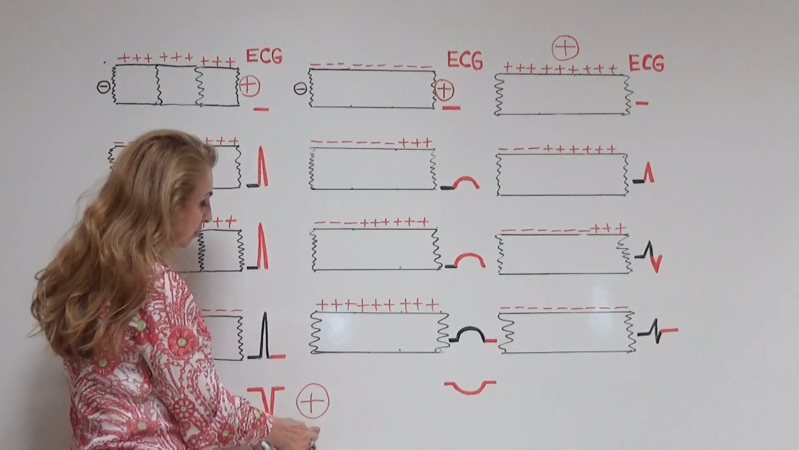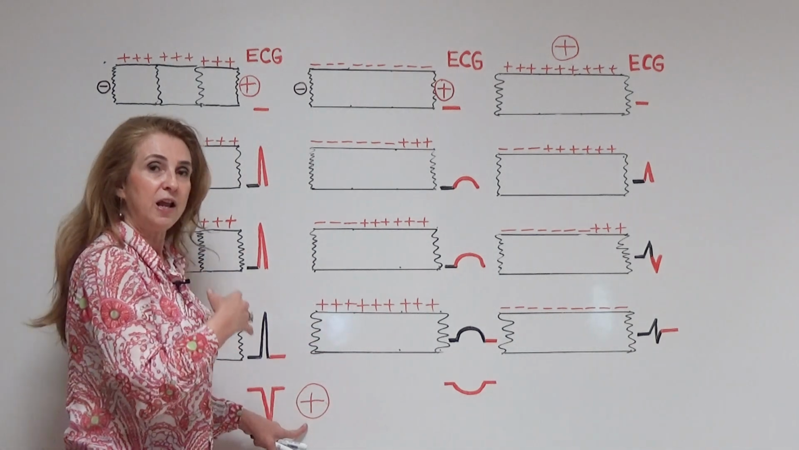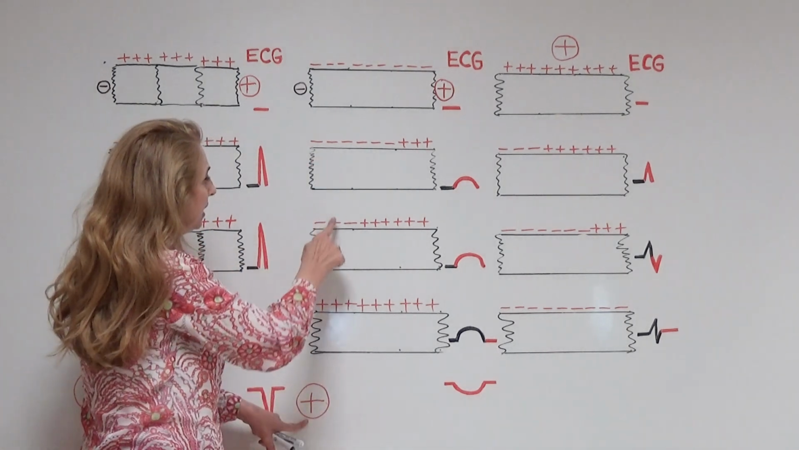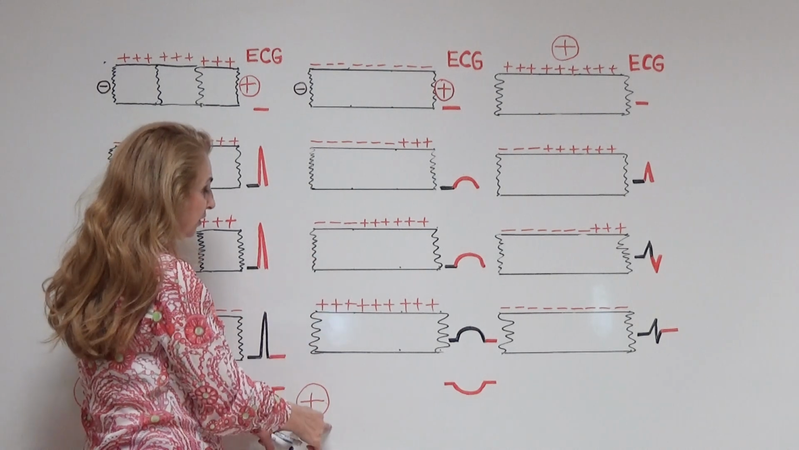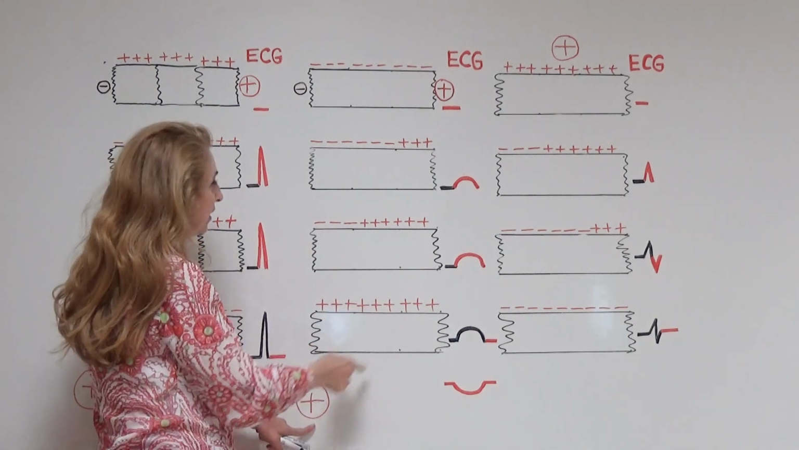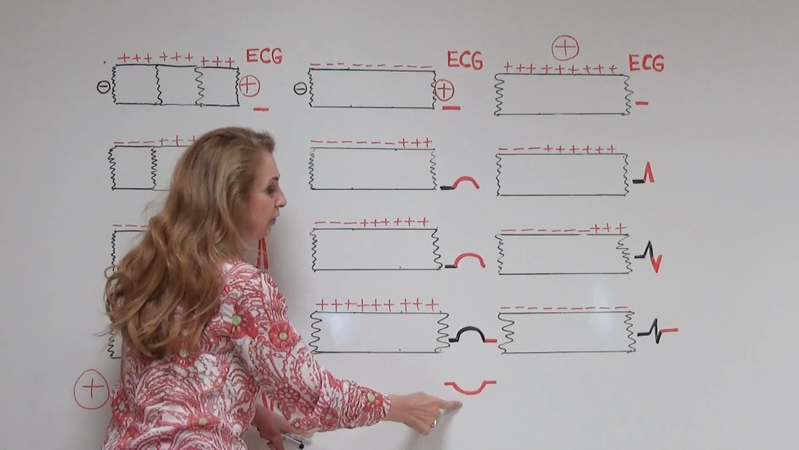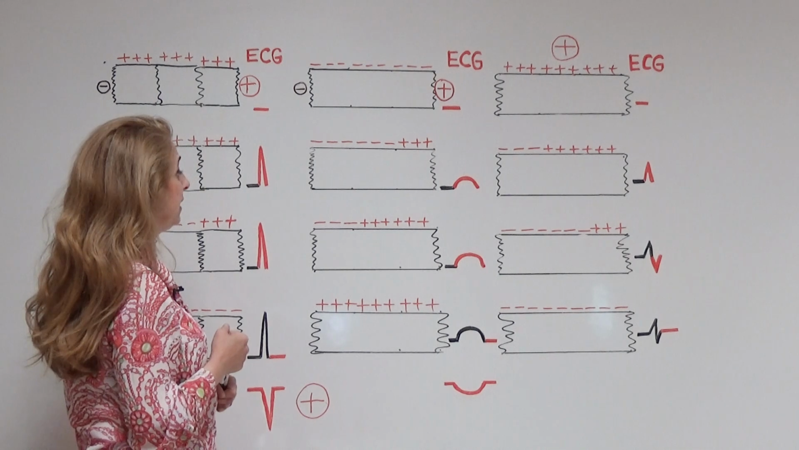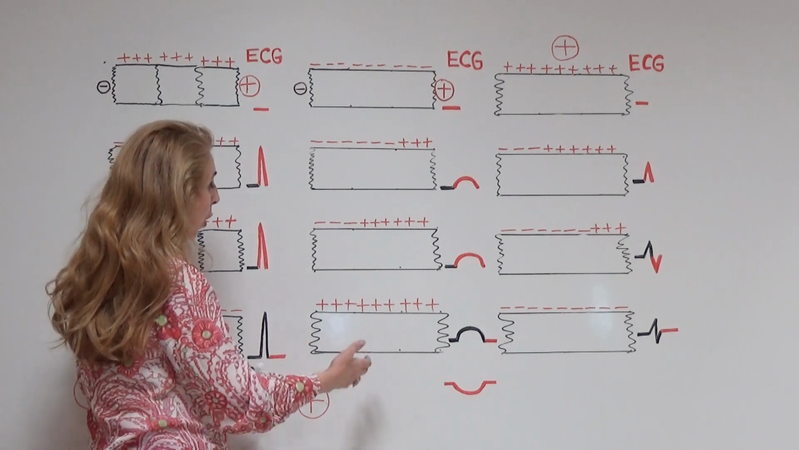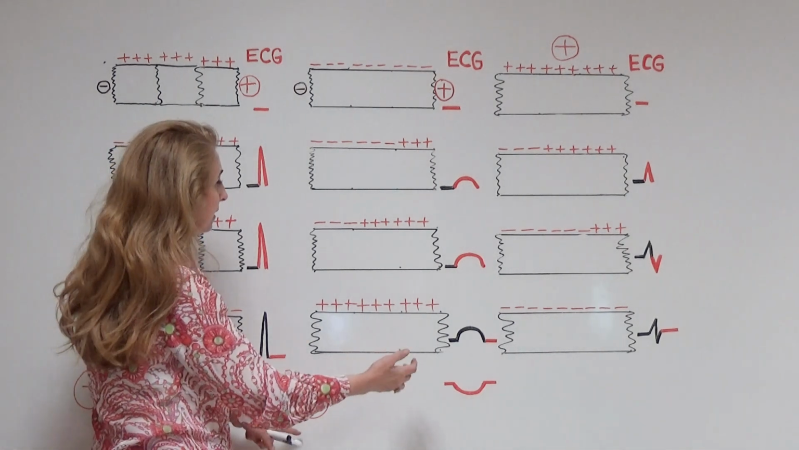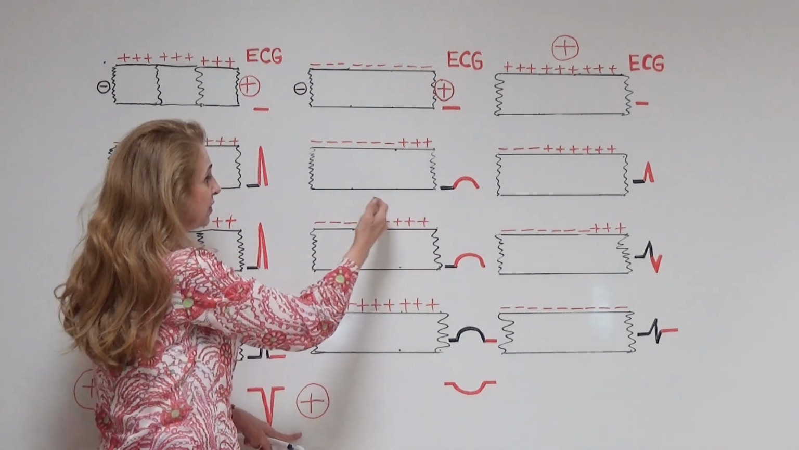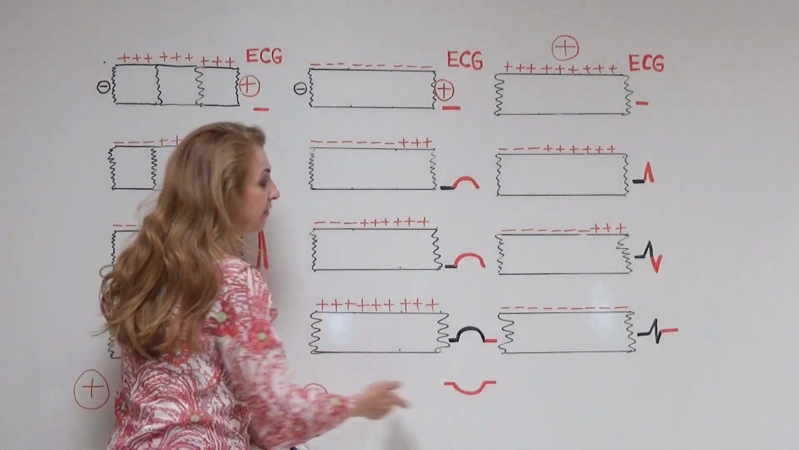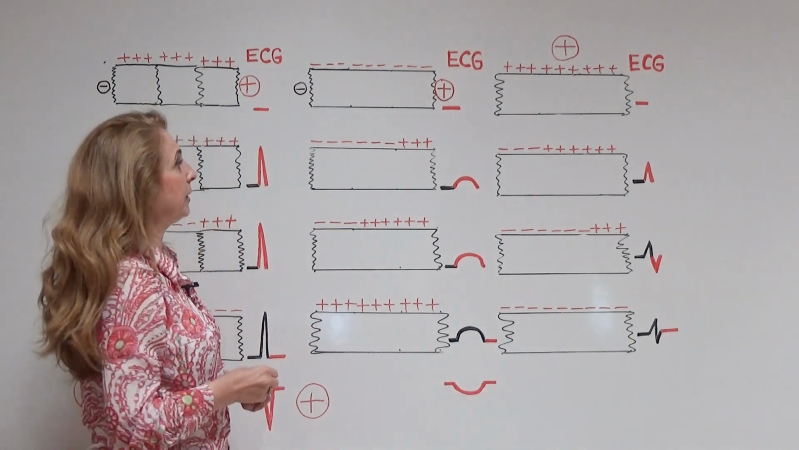If I place my positive electrode this time on the left side, the positive electrode will be on the negative side of the dipole, and if the positive electrode is on the negative side of the dipole, we record a negative wave in electrocardiography. Or we can express it in another sentence. If repolarization is moving towards the positive electrode, we have a negative recording.